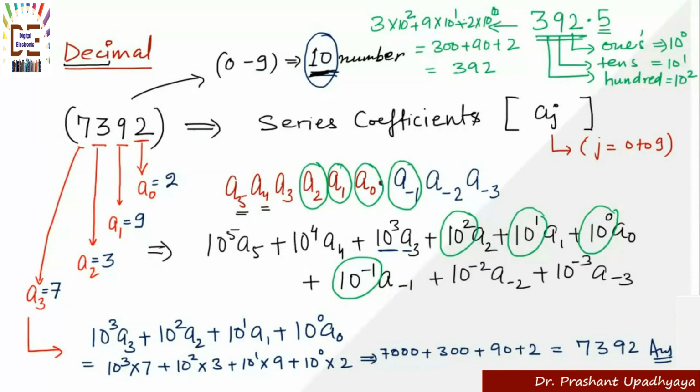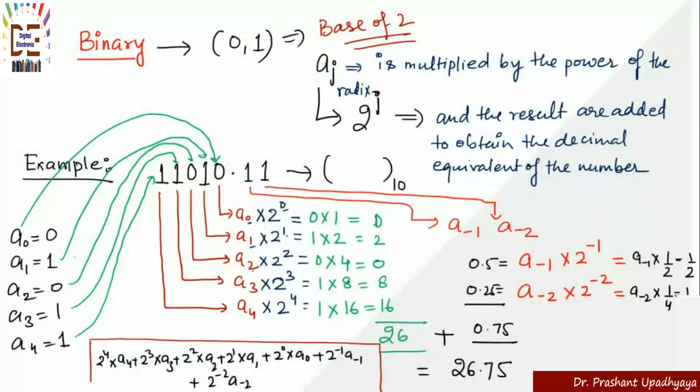The next thing we saw is how we were able to convert binary numbers. If we have a binary number, we are talking about the base of 2, so we have a radix of 2 raised to power j. We use the radix 2 raised to power j to convert any of the numbers, so we can convert a number into its decimal equivalent.